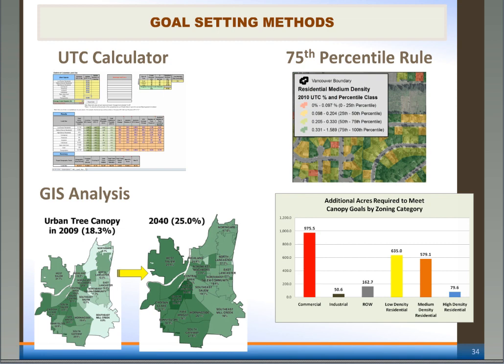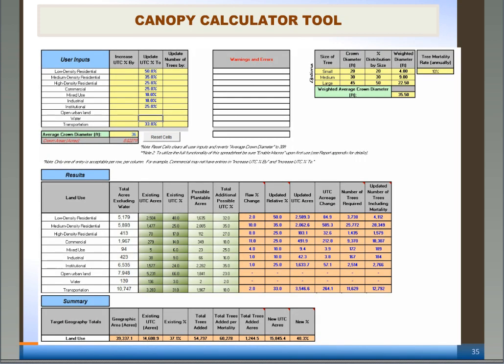Now let me talk about the couple tools and processes here. I'm going to move a little quicker. We're going to run out of time here shortly. This is just a screen capture of an Excel-based canopy calculator tool that I developed maybe 5 years ago, and we've been expanding on this in different ways since.